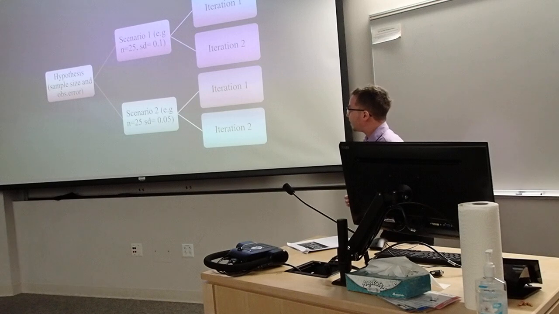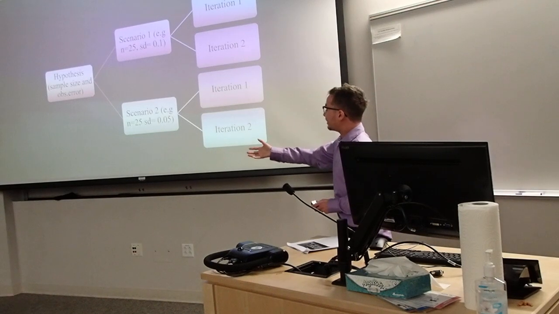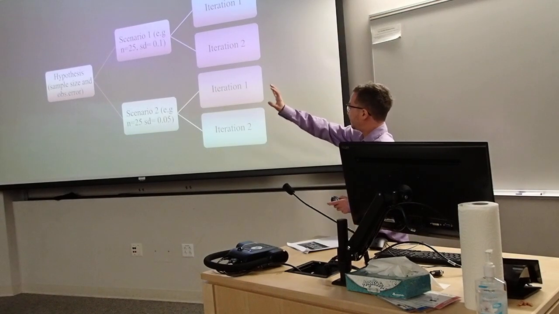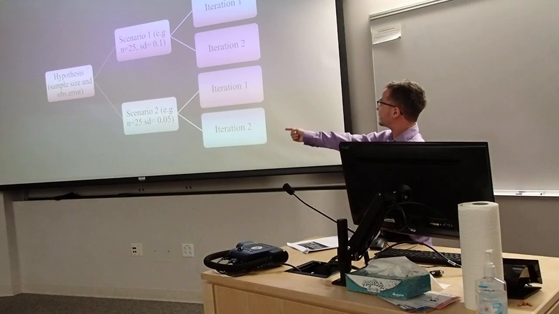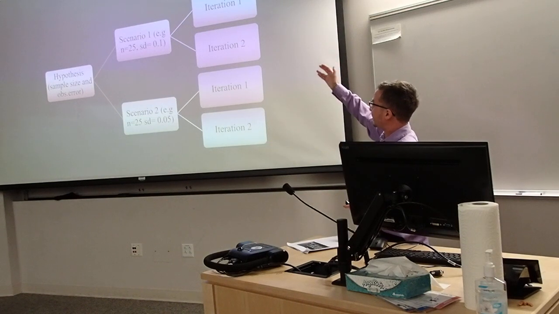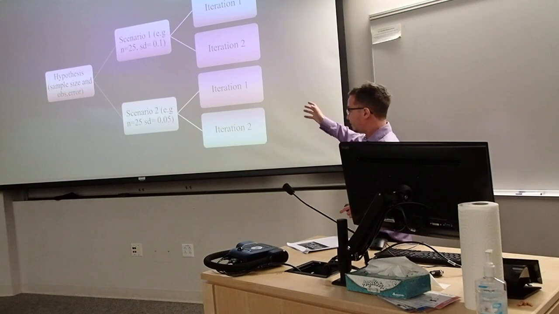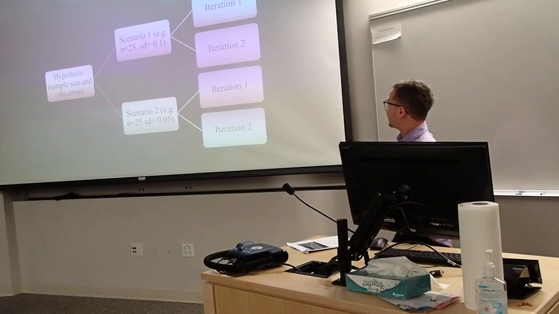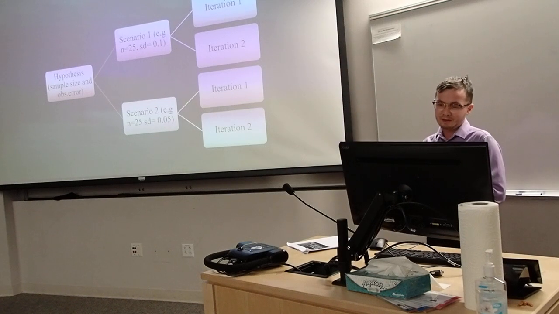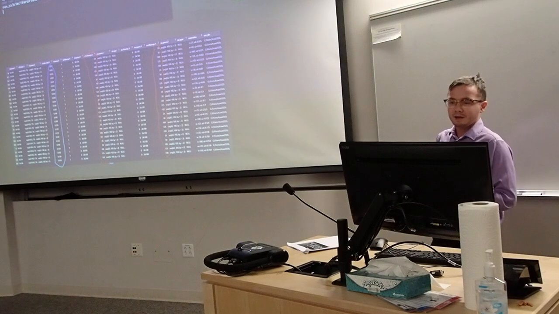And now here's a little graphic of how the framework works. So I have one hypothesis, which is the sample size and observation error, how variable that changes. I have a set of scenarios, so sample size 25, observation error 0.1, sample size 25, observation error 0.05, all the way down through the 25. And then I have a specified number of iterations. In real life, I have 100, but I only put 2 here because space is a thing.